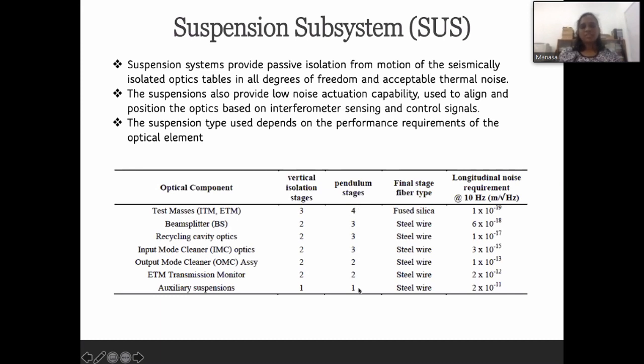We also have some single stage, double stage, and triple stage suspensions. Also, something that plays a significant role is the choice of the wire that is used to suspend these mirrors. For the test masses, there are a few silica wires that are actually welded to the mirrors themselves, and certain other mirrors use steel wires, wherein the thermal noise limits are still something that can be worked around.